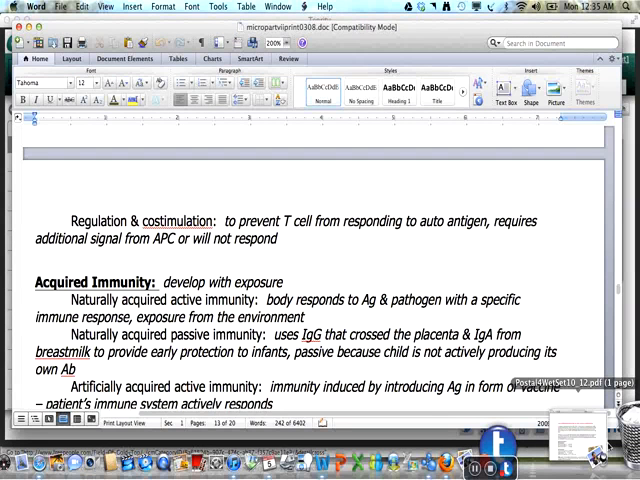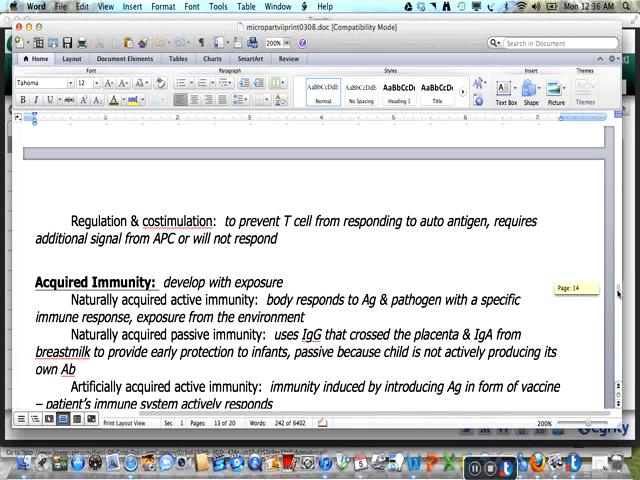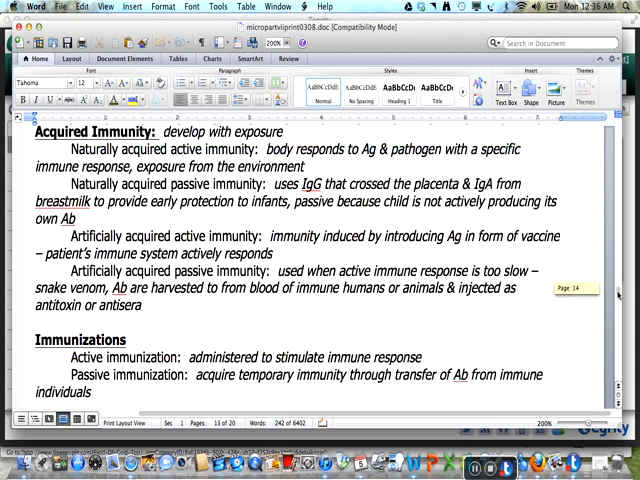In artificially acquired immunity, the immunity is induced by introducing an antigen in the form of a vaccine, and the patient's immune system actively responds. Artificially acquired passive immunity is used when the active immune response is too slow, such as to snake venom. Antibodies are harvested from the blood of immune humans or animals and injected as antitoxin or antiserum.